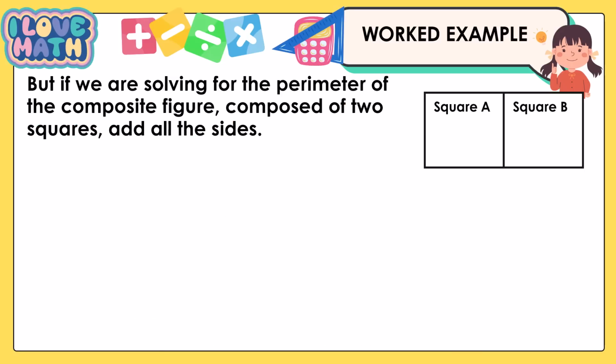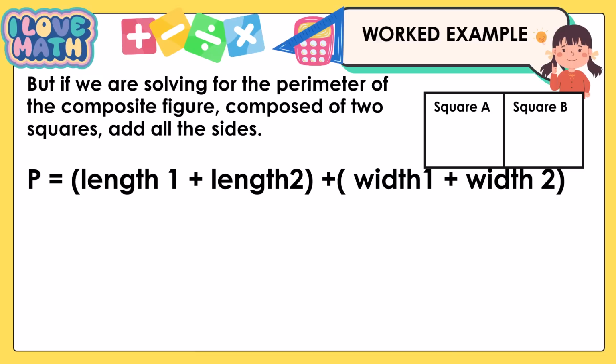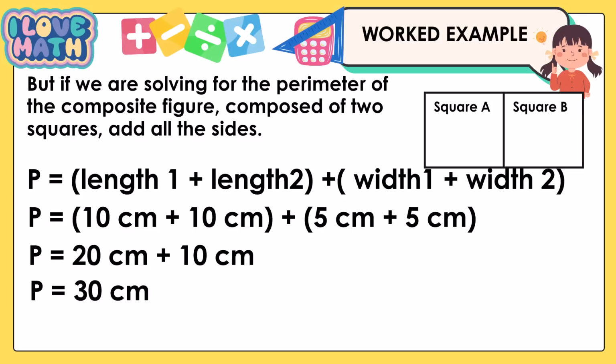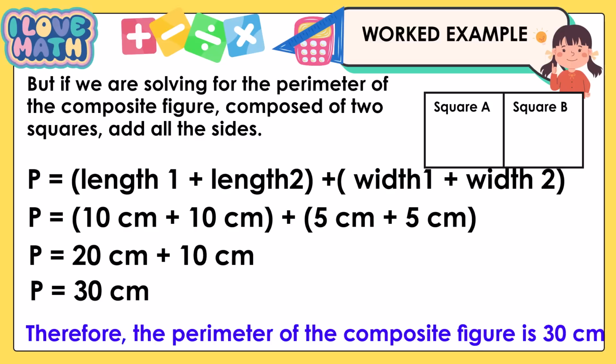But if we are solving for the perimeter of the composite figure composed of two squares, add all the sides. P equals length 1 plus length 2 plus width 1 plus width 2. P equals 10 cm plus 10 cm plus 5 cm plus 5 cm. P equals 20 centimeters plus 10 centimeters. P equals 30 centimeters. Therefore, the perimeter of the composite figure is 30 centimeters.